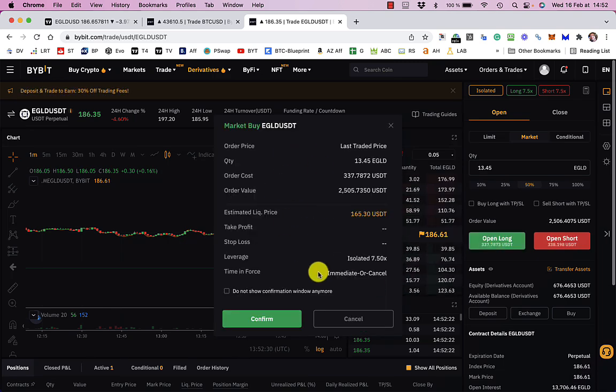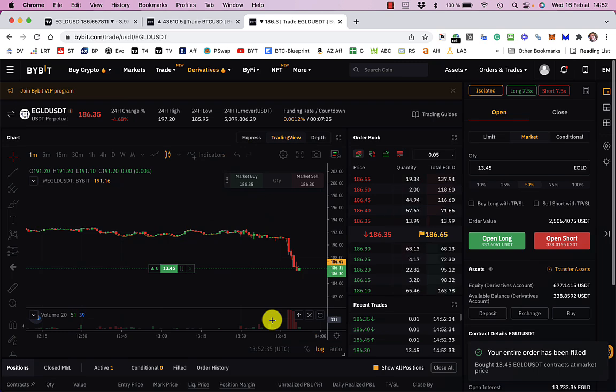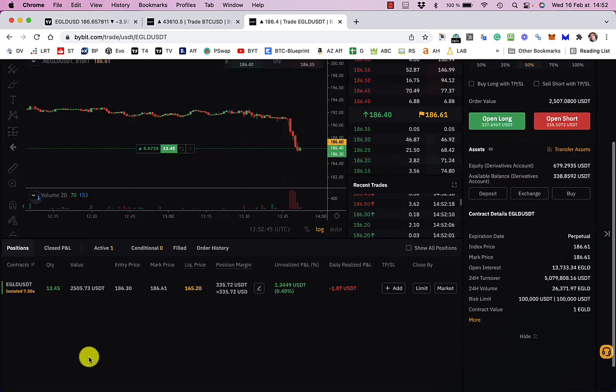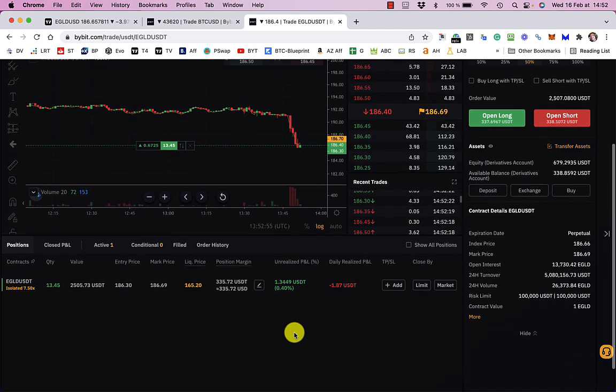Okay, so you get this thing here, confirm that. Okay, so I'm in the trade now. You can see here that at the moment it's popped back up a little bit. Currently $1.34 in profit. I'm not going to set a stop loss in this.